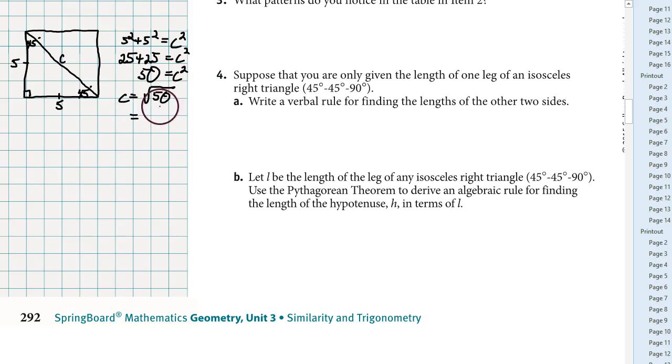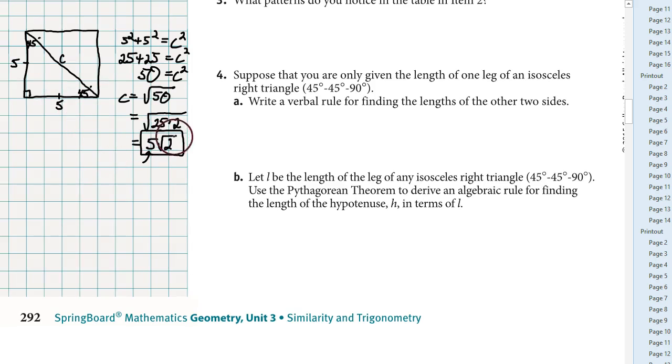The next step, I'm going to use something from algebra class. 50 itself is not a perfect square, but 50 can be factored as 25 times 2. And then we can take the square root of 25. It makes 5. We can't take the square root of the 2 without getting a decimal, so let's leave the 2 in the radical. One way to write the answer for how long the hypotenuse is, is 5 times the square root of 2. Now please notice that 5 is the original length of the side of the square.